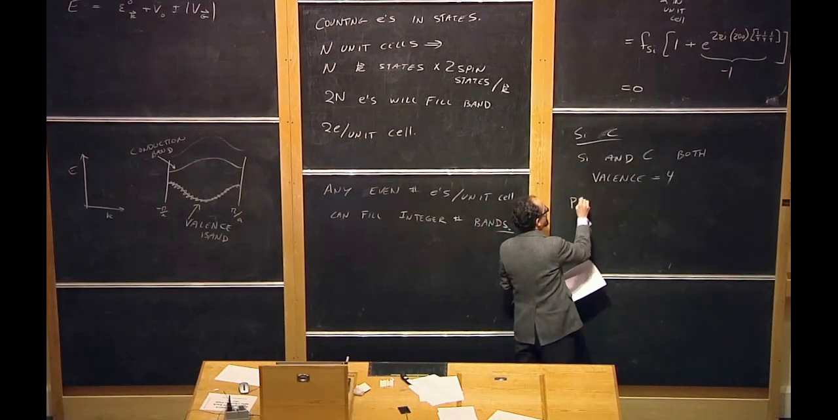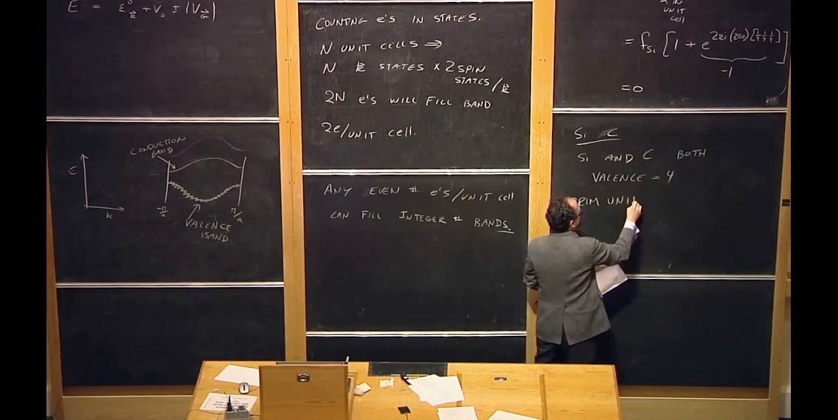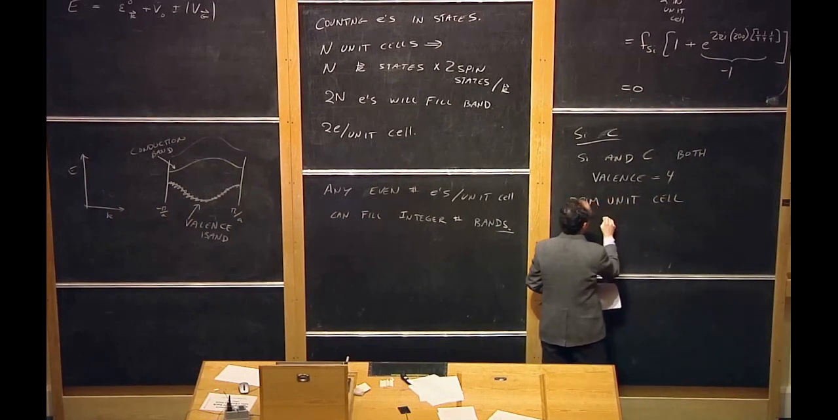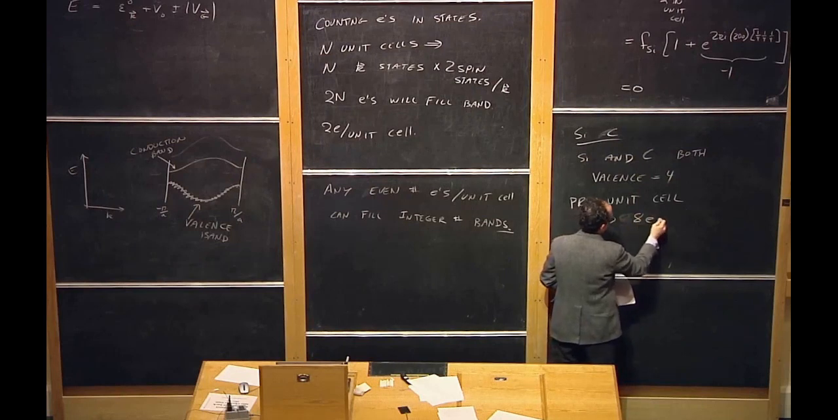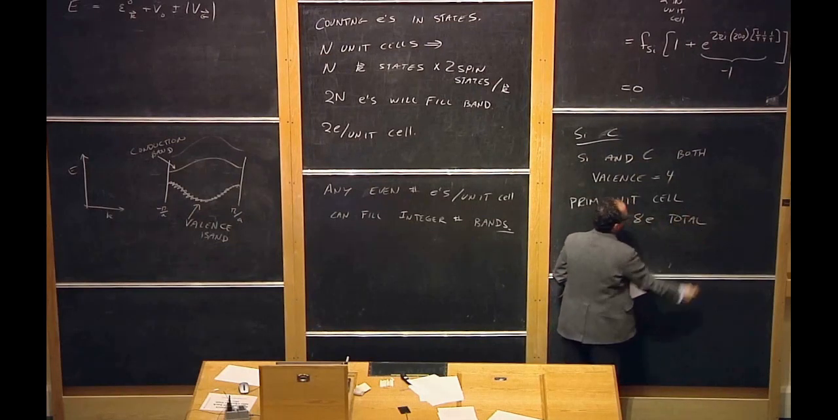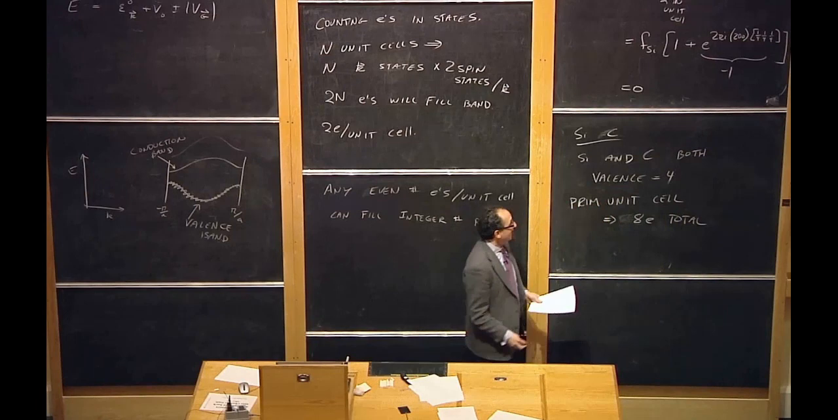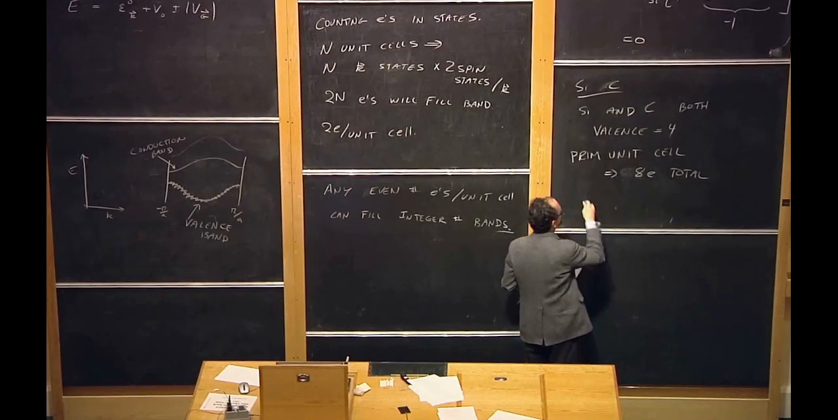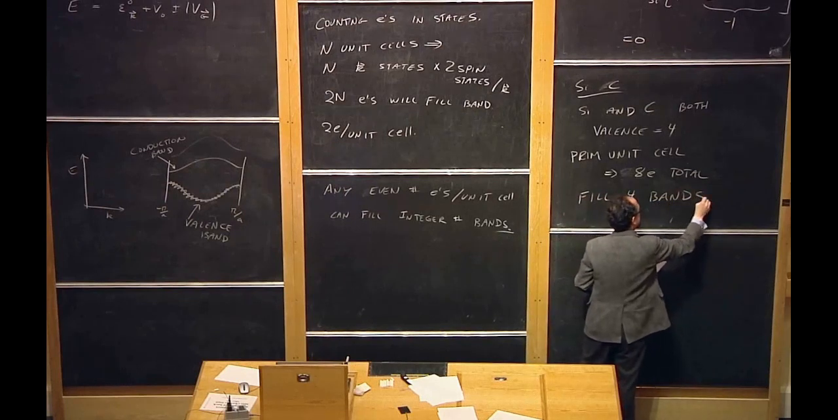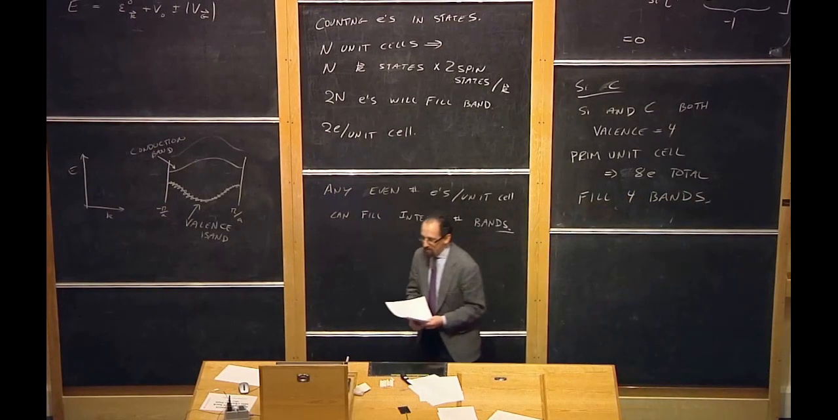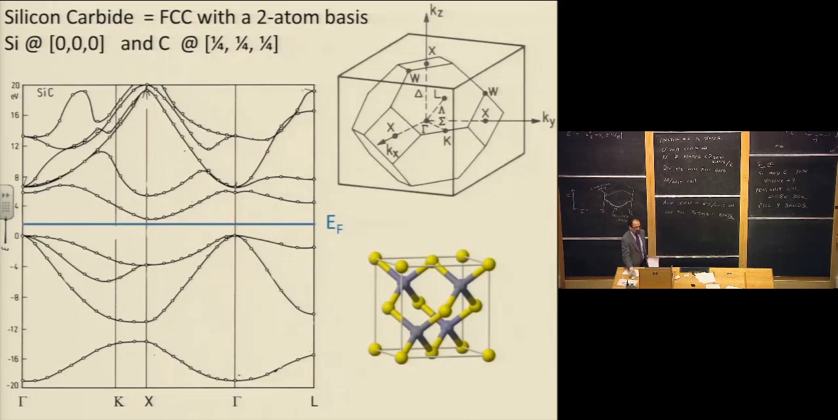So the primitive unit cell here, in this picture, has 8 electrons total. One silicon atom, one carbon atom, each carrying 4 electrons. So we should fill 4 bands. I think I asked the same question about diamond about a week ago or more. And in fact, if you count the number of bands here, which are below the Fermi energy, there are 4 of them. 1, 2, 3, 4, and they're all filled.